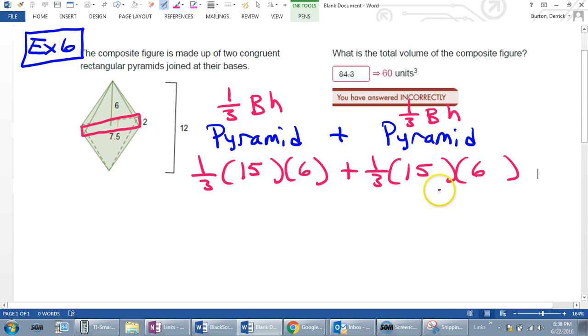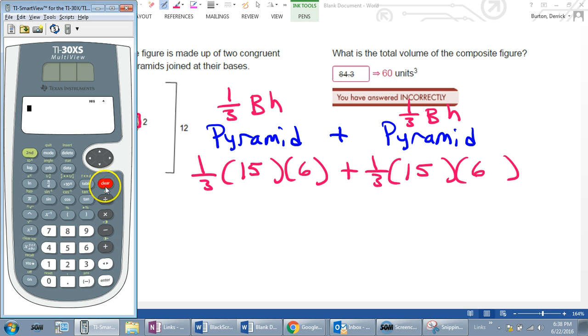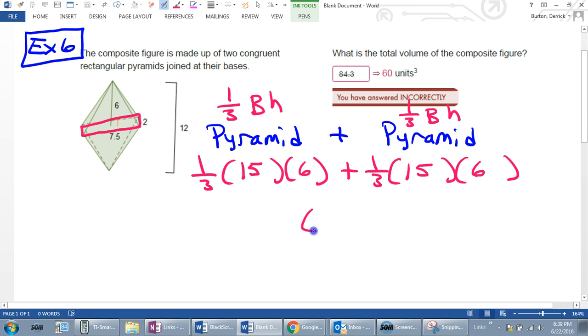Okay, so that's it. I'm just going to calculate this out and be done. So I have 1/3 times 15 times 6 plus 1/3 times 15 times 6. All right, that is 60. So that's why the answer was 60 cubic units.